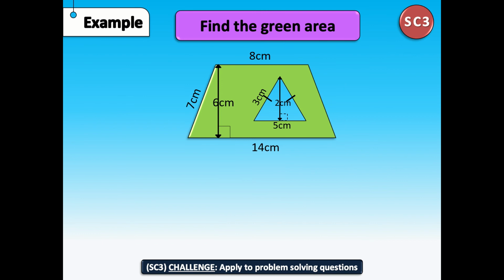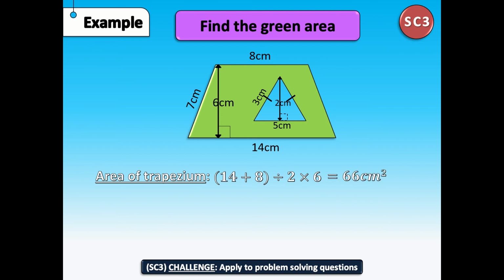So in this question, we want to find the green area. So that's the area of the trapezium with the area of the triangle taken away. So we find the area of the trapezium first. So we add together the parallel sides, divide by 2, and then times by the distance between them. So the area of the trapezium is 66 centimeters squared.